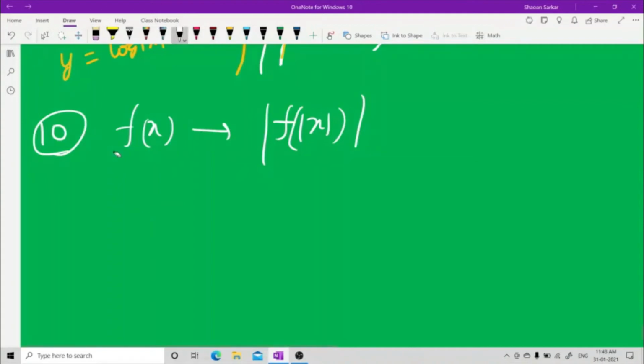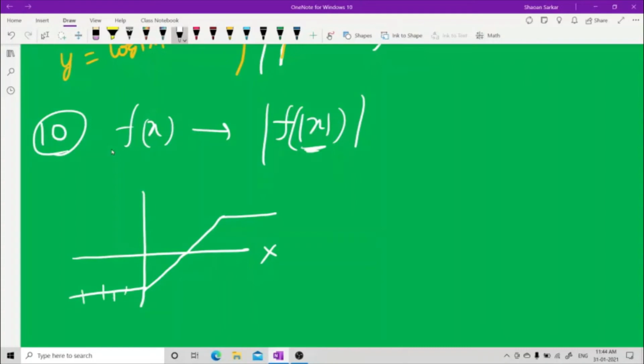This is your y-axis, this is your x-axis, and some part of the graph goes this way, this way, and this way. So what you do first is you take the image of this portion. You neglect this portion, because there is the mod x inside. So neglect this portion, and the image would be somewhat like this. Take the reflection this way.